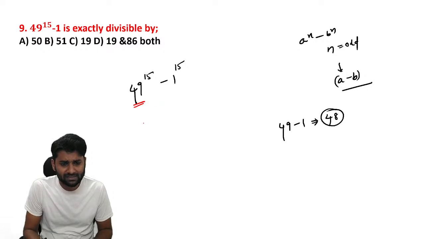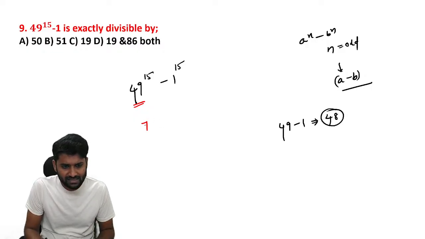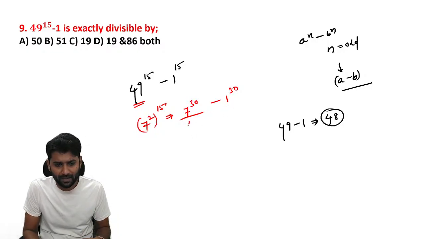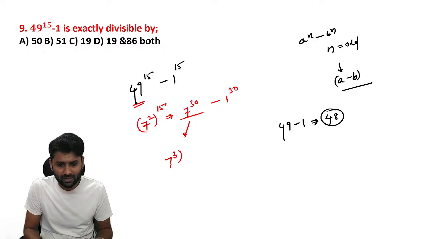Let us convert this. 7 square is 49. So 1 power 30, right? Okay, let's do one thing. 7 square whole power 15 can be taken as 7 power 30 minus 1 power 30. Again, with 7 plus 1 and 7 minus 1 you cannot answer. Let us change. This is 7 cube whole power 10 minus 1 power 10.